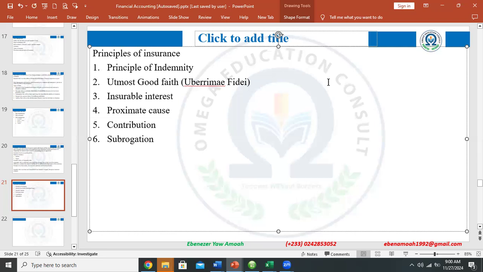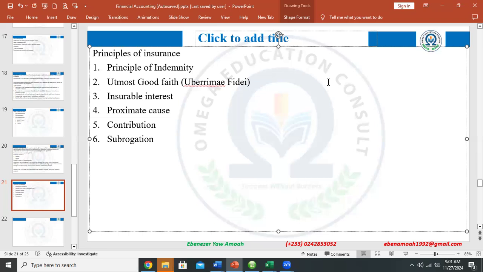Then the last one is subrogation. Ella, you didn't speak about the subrogation. I have forgotten. Oh, that one is even the cheapest too. Try and remember something for me. Subrogation. Okay, so let me assist you.